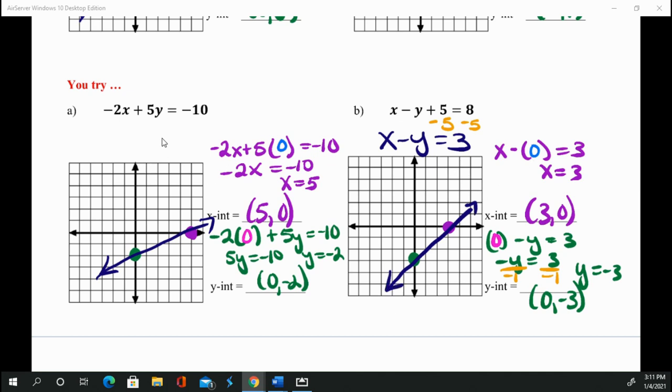That's it for the notes on 3-4, graphing linear equations in standard form. We found the x-intercept and the y-intercept, and we also graphed horizontal and vertical lines.